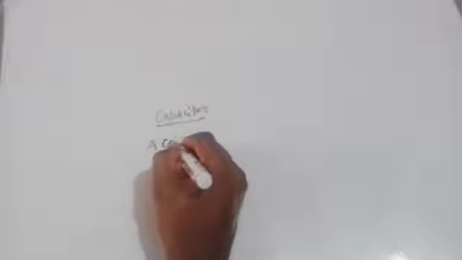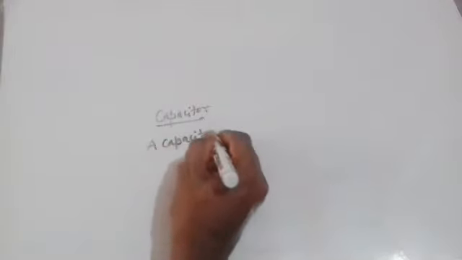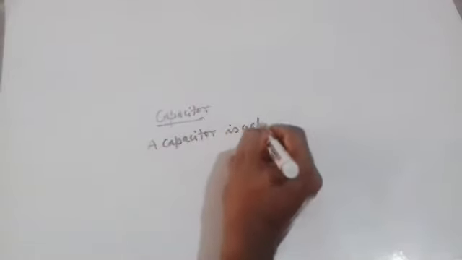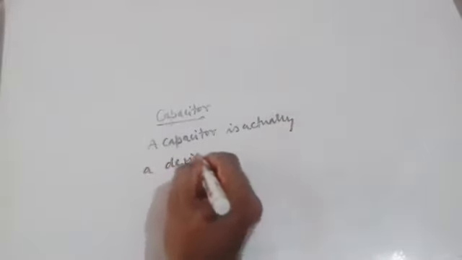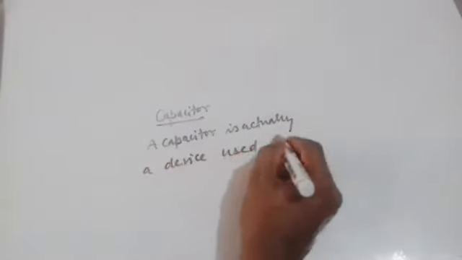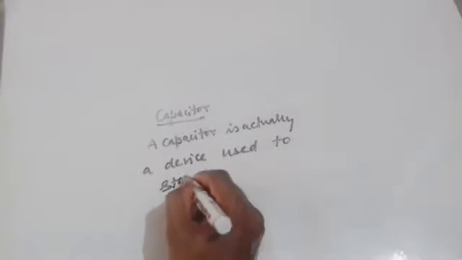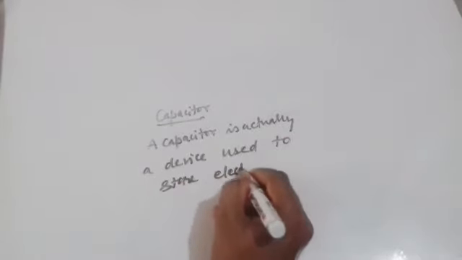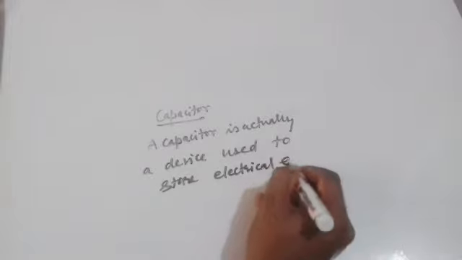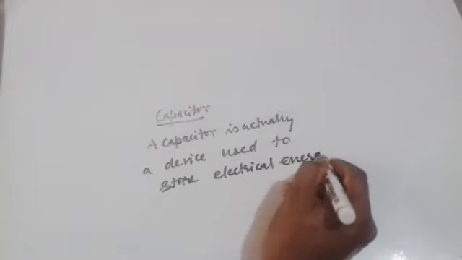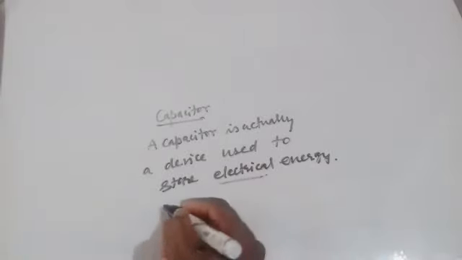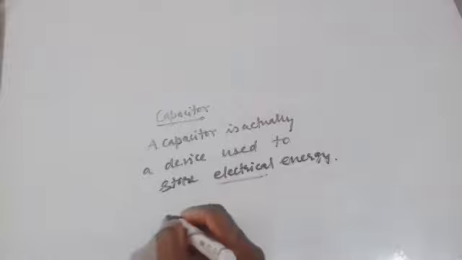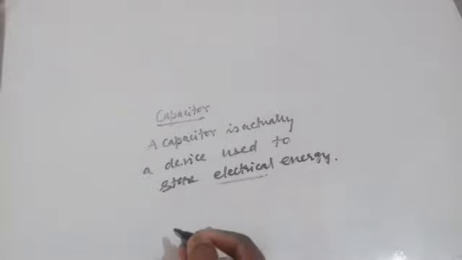A capacitor is actually a device used to store electrical energy. Many times you have asked what is the type of this electrical energy. So this electrical energy belongs to potential energy, or you can say electrical potential energy also.